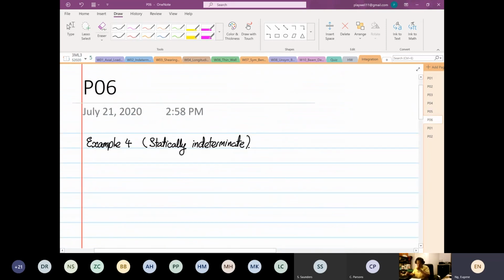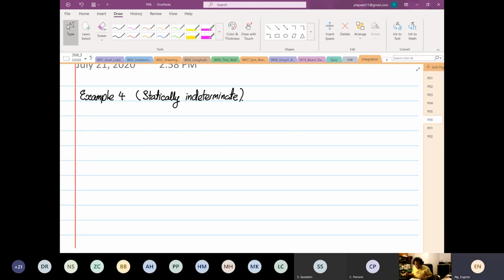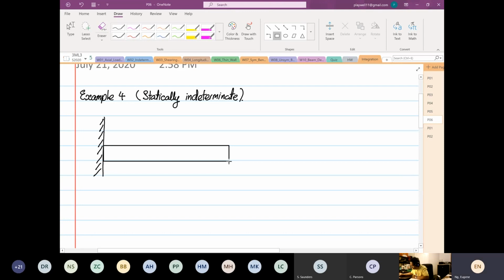Okay, let's look at this example over here. This example is a built-in, and then again we have, I always use triangular load because a rectangular load is very simple. Triangular load is more complex. I want you to get used to it.